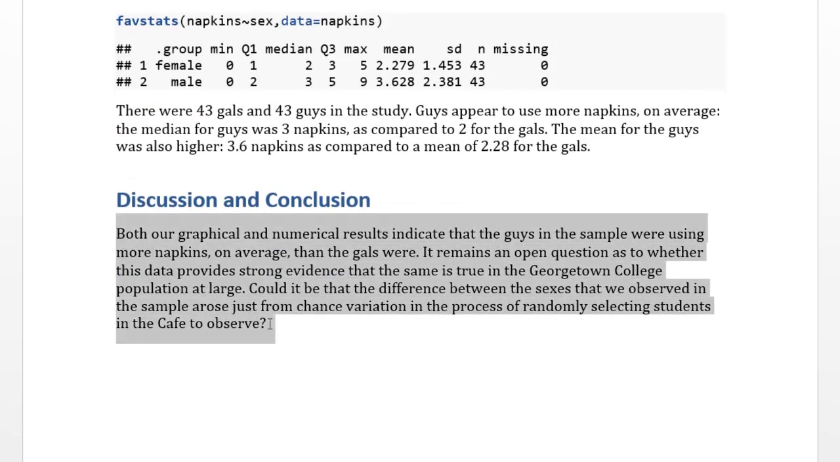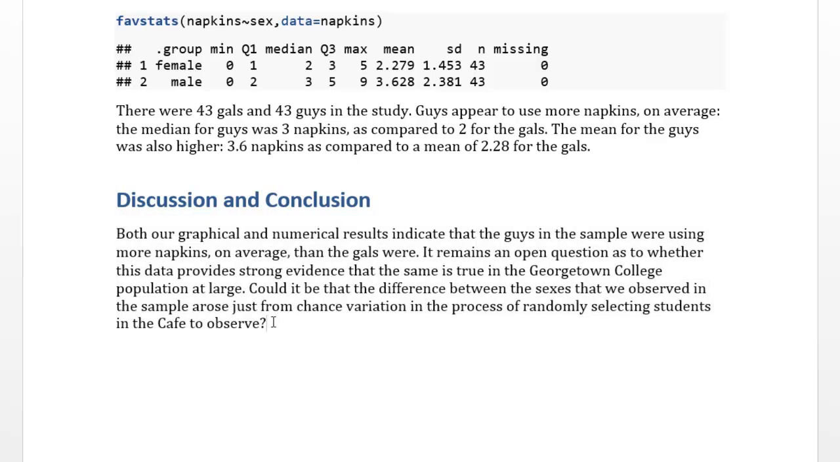Finally, a general conclusion. This is also a good place to discuss other items or open questions that remain in your mind. So even though we're pretty sure that we see that in this sample, guys are using more napkins on average than gals, we still are wondering whether the pattern that we see in the sample is good evidence that a like pattern holds for the whole population at Georgetown College. Or could the difference that we see in the sample between the guys and the gals be just due to chance variation in the random sampling process itself? So that idea is brought out, talked about a little bit.